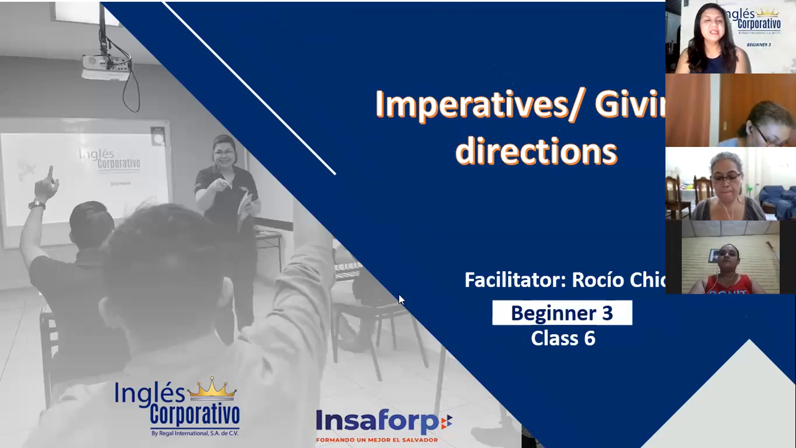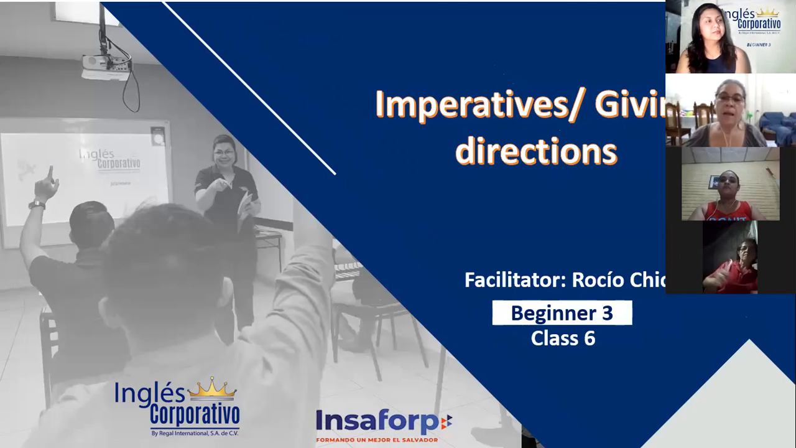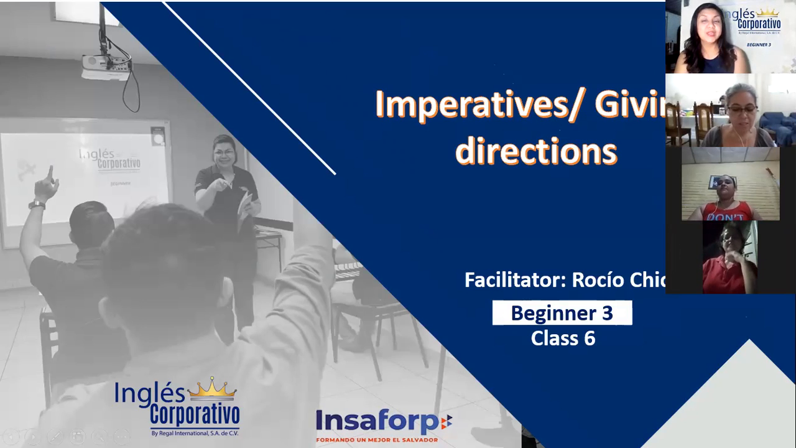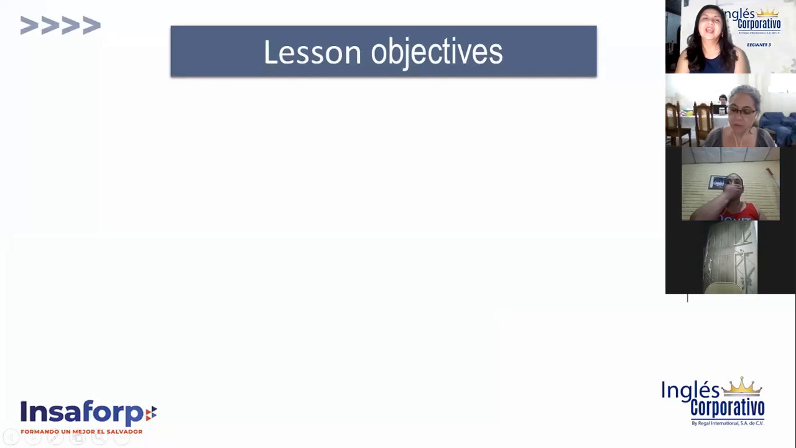What day is it today? Today is Thursday. Thursday in the month? July. Very good. And the day? 22nd. Okay, and the year? 2021. Okay, very good. Now we have some lesson objectives and I would like a volunteer to read the first one.